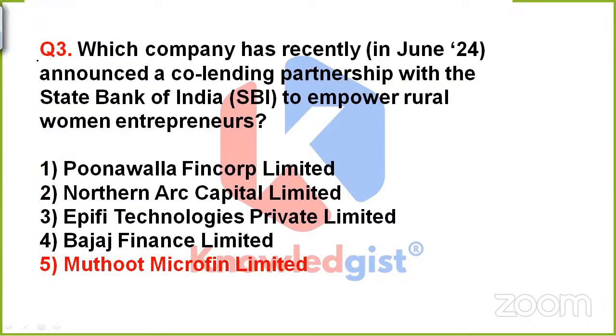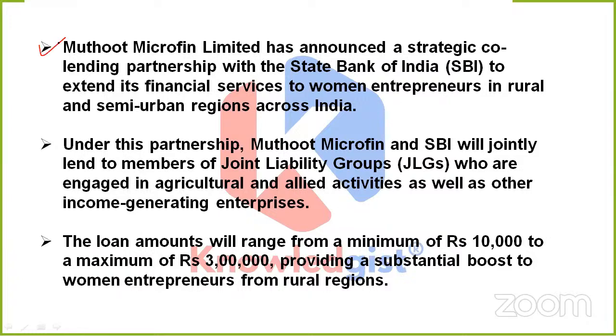So yes, this time the correct option is 5, that is Muthoot Microfinance Limited. See, this Muthoot Microfinance Limited, what has it done? From the question also we know it. It has announced a strategic co-lending partnership with the State Bank of India. And in this, what will it do? It will extend its financial services to women entrepreneurs in the rural and semi-urban regions across India.